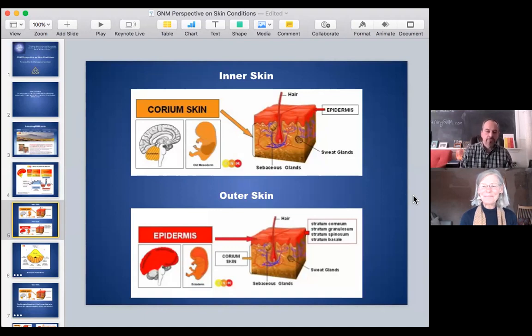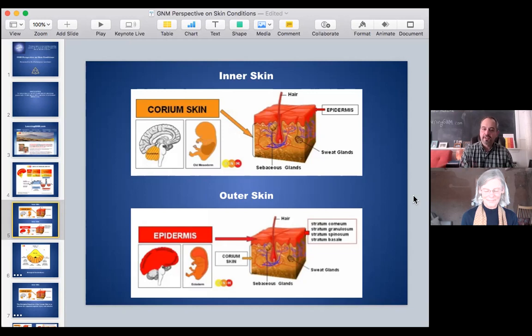And we're going to first start off with some basic anatomy of the skin. Then we're going to look at the biological conflicts associated with the area of the skin, and also what we should expect in the healing phase. There are 2 layers of skin that we're going to look at today.